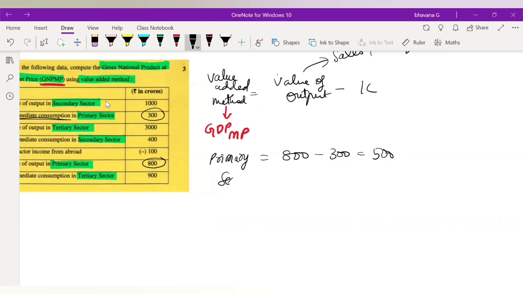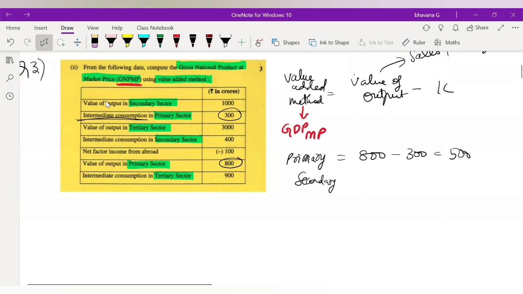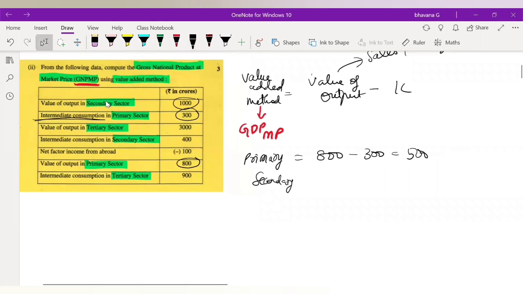Then again you have to take the secondary sector. Secondary sector value of output minus intermediate consumption. Value of output of the secondary sector is here 1000, minus intermediate consumption, which here is 400. If you do that, you will get 600.